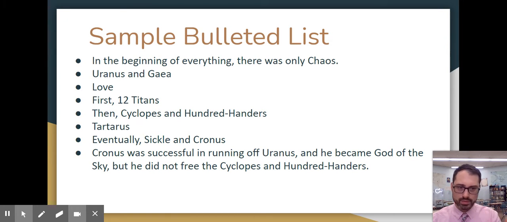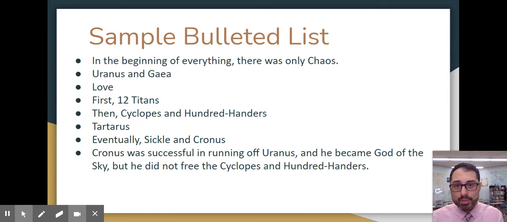I'll just start this here as an example. But in the beginning of everything, there was only chaos. And then out of that chaos, two gods were created: Uranus, god of the sky, and Gaia, the earth mother. These two gods who were the sky and they were the earth, they fell in love. And first they had 12 children, the 12 titans, 6 men and 6 women who ended up marrying each other.